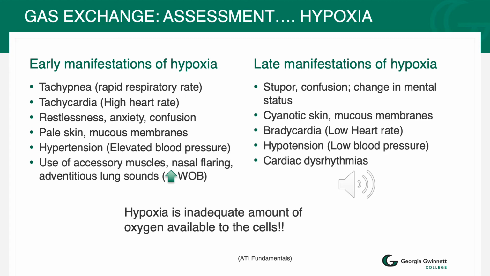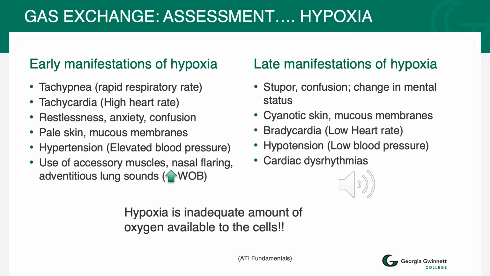Late manifestations or signs of hypoxia include cyanotic skin. So if somebody is blue, they have been hypoxic for a while. Their body has not been able to compensate completely, or did compensate and is not doing it efficiently anymore. They're going to have stupor or confusion because the oxygen is not getting to the brain, or they're having some change in mental status.